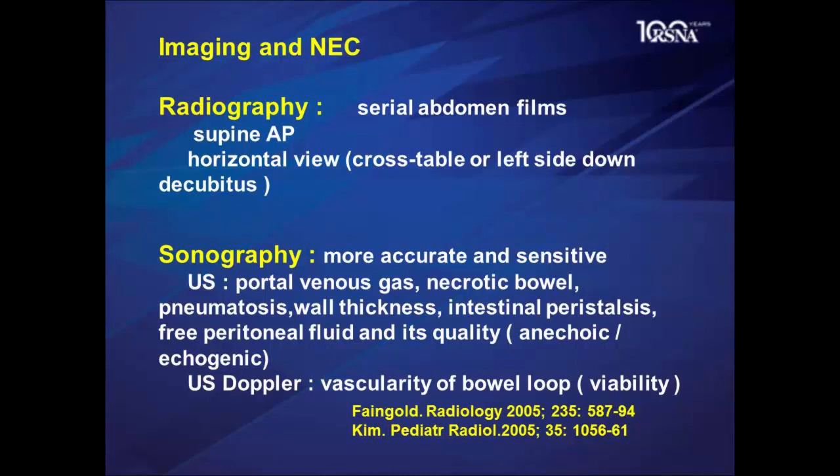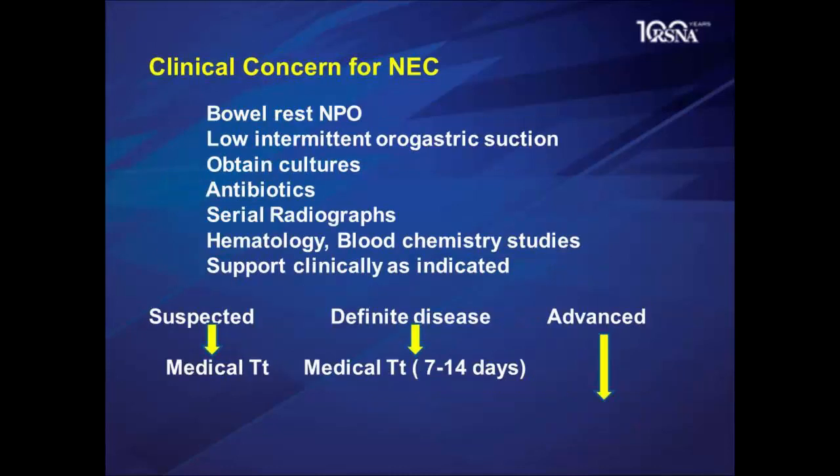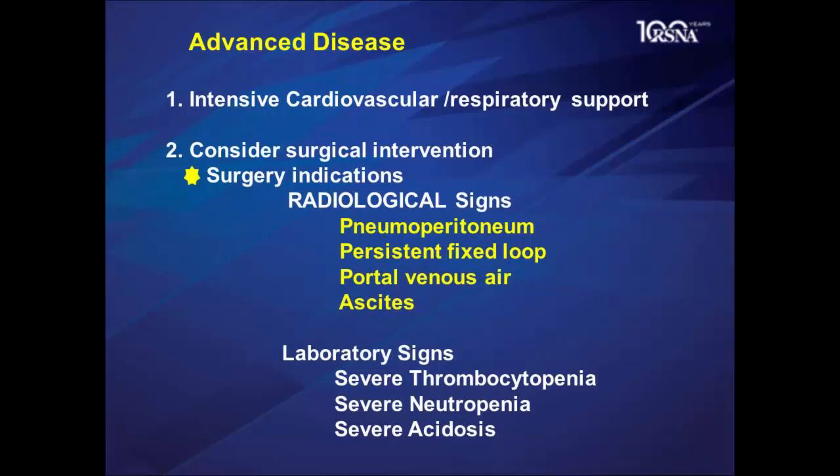Let's see examples of that. Because here clinically concerned, we suspected treatment, workup, NPO, definite disease, keep the treatment, advanced disease, we have radiologic signs, free air. The bowel loops on serial radiograph are fixed because there is a lot of inflammation around. We do see portal venous air, and there is ascites most of the time with echogenic content.